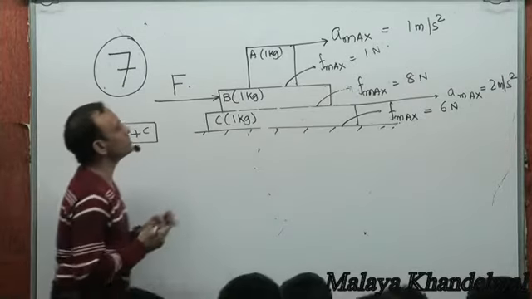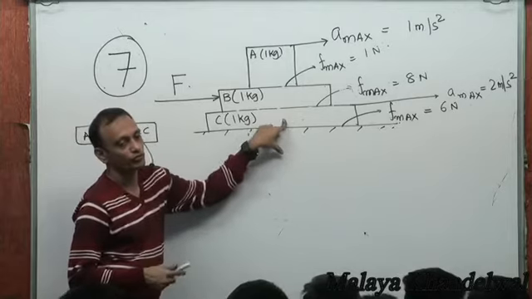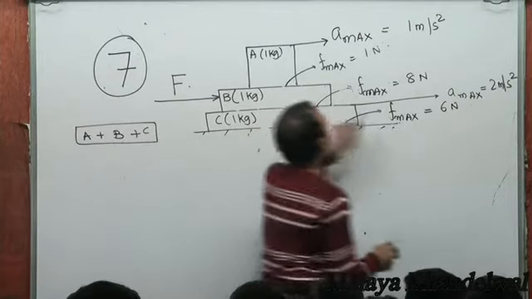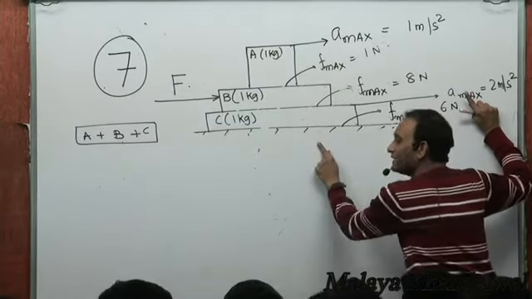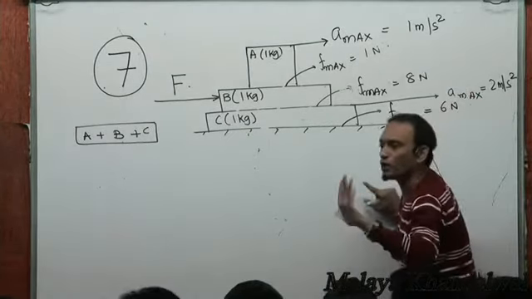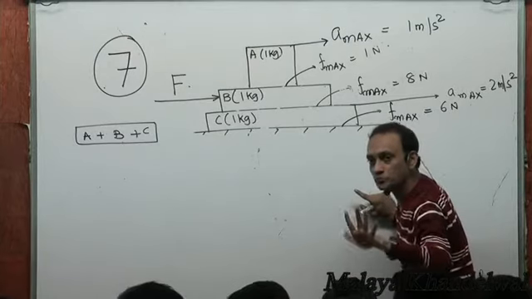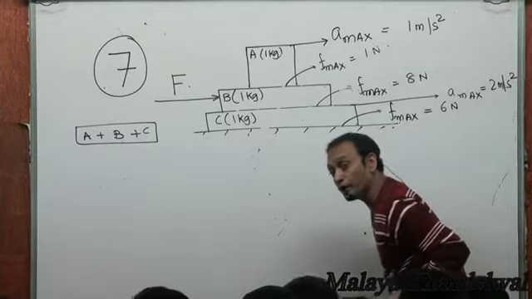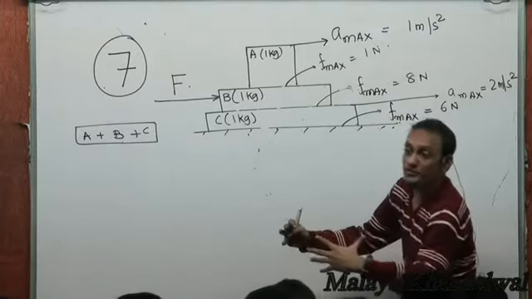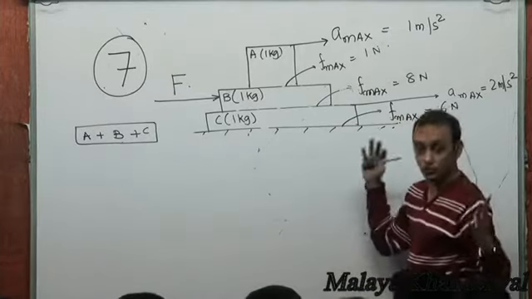But is it possible that B moves and C does not move? No, because if B moves and C does not move, B will exert on C 8 newtons to the right and will cause C to move. So it's not possible that B moves and C does not move, right? Which means from the word go, they are supposed to be moving together.